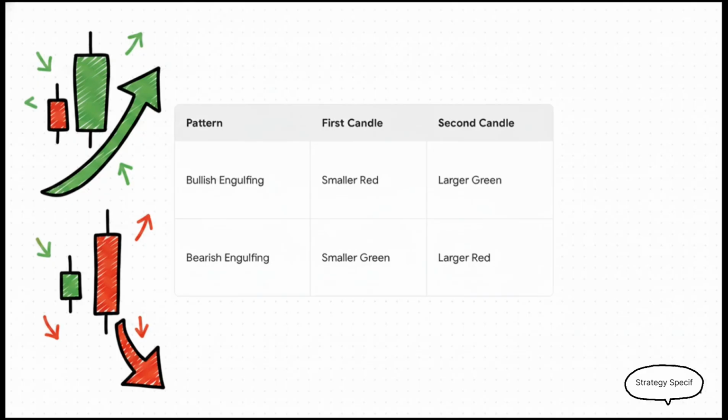body completely swallows or engulfs that previous red body. That's a bullish engulfing pattern. It signals a massive, undeniable shift in dominance, straight from sellers to buyers. And remember, the larger that second candle is, the greater the chance of a truly powerful reversal.